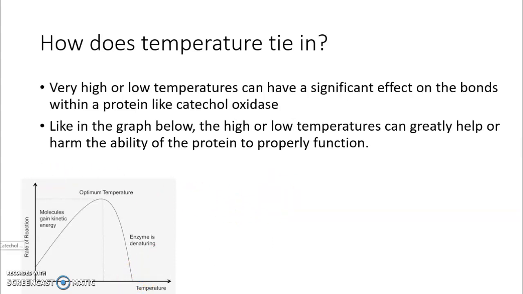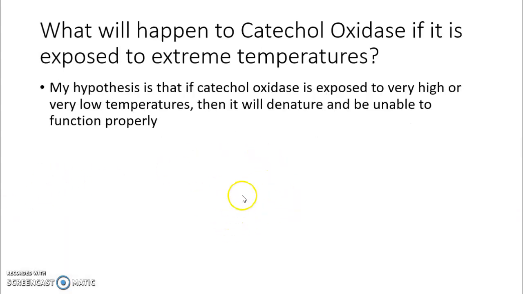And so that leads us to our main hypothesis. What is going to happen if catechol oxidase is exposed to extreme temperatures? The hypothesis that I've come up with is that if catechol oxidase is exposed to extremely high or extremely low temperatures, then it's going to denature and it's not going to be able to properly perform its function in the body. Or not in the body, but in the plants that it inhabits and is used by.